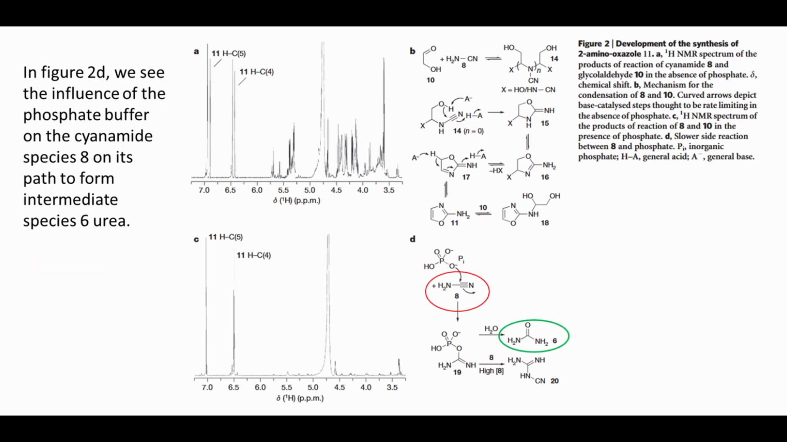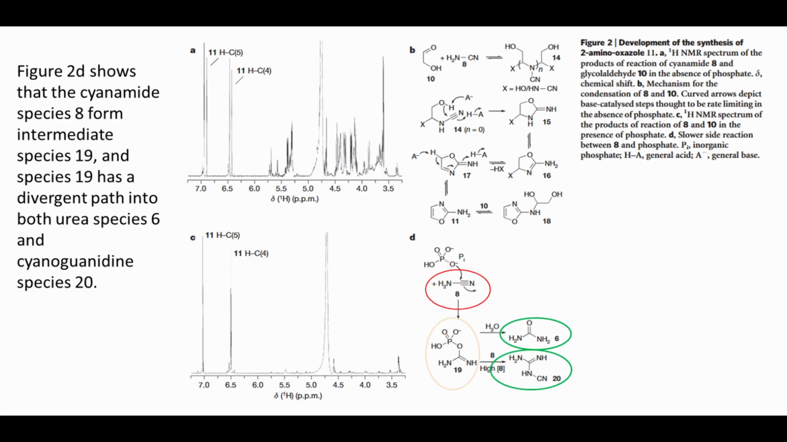In Figure 2d, we see the influence of the phosphate buffer on the cyanamide species 8 on its path to form intermediate species 6, urea. Figure 2d shows that the cyanamide species 8 forms intermediate species 19, and species 19 has a divergent path into both urea species 6 and cyanoguanidine species 20.